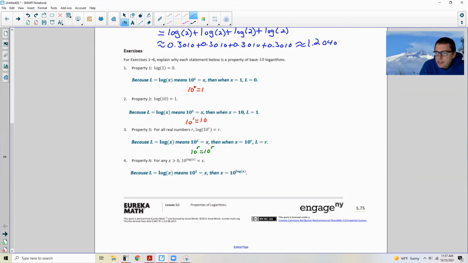How can I explain that? I guess this is just substitution. Right here it says L equals the log of x. So here's L. Instead of an L there, we're going to put the log of x. And therefore 10 to the L equals x, therefore x equals 10 to the log of x. It's just a simple substitution.